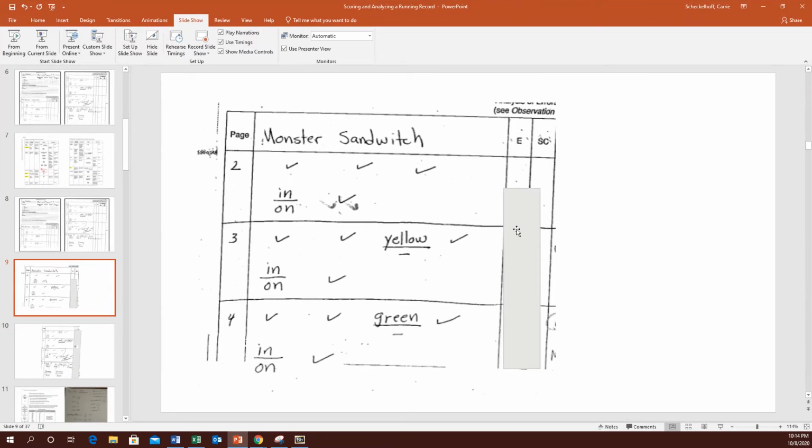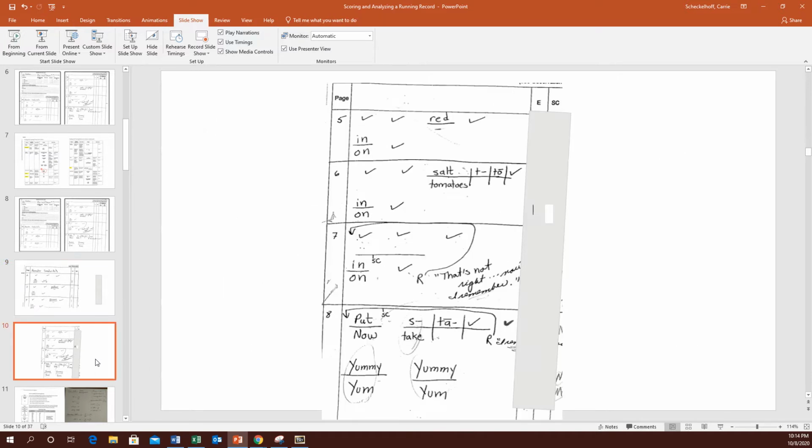And for the first line, everything's just fine. The second line, we have one error, in for on. The third line, I have one error for the insertion of yellow, and then one error for in for on. And then again, green and in for on. So that's what my tally mark looks like so far. Okay? Second page, I've got one for the red, in for on.